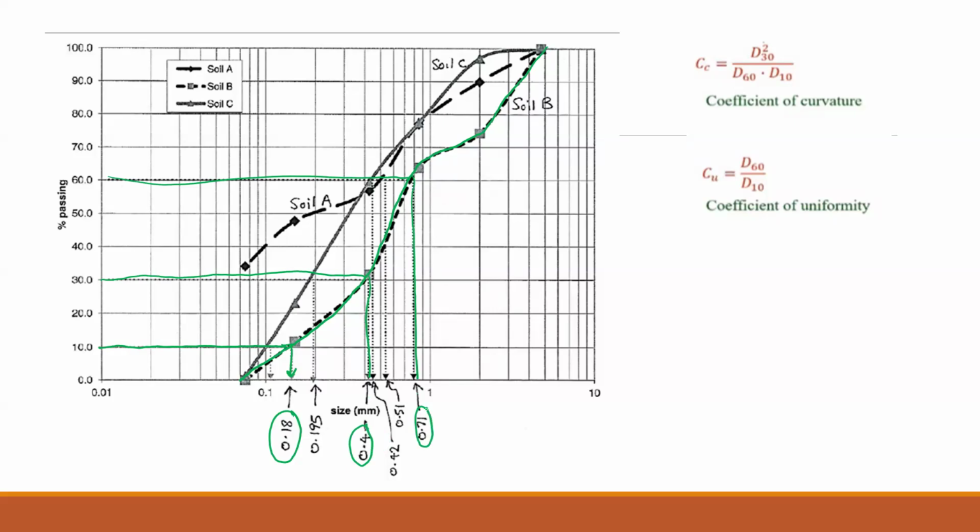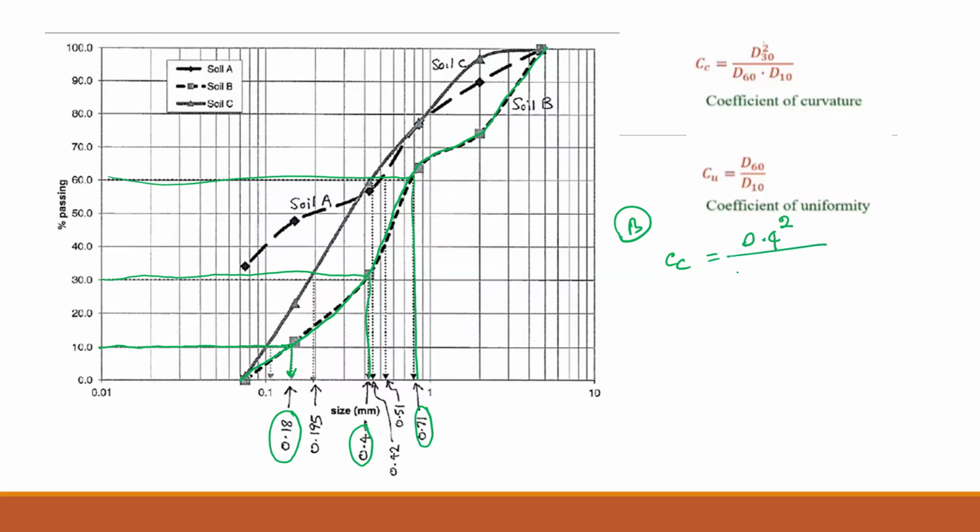So using these numbers, we can calculate the CC. We are looking at B now. For CC, D30 will be 0.4. We need to take the square of it.